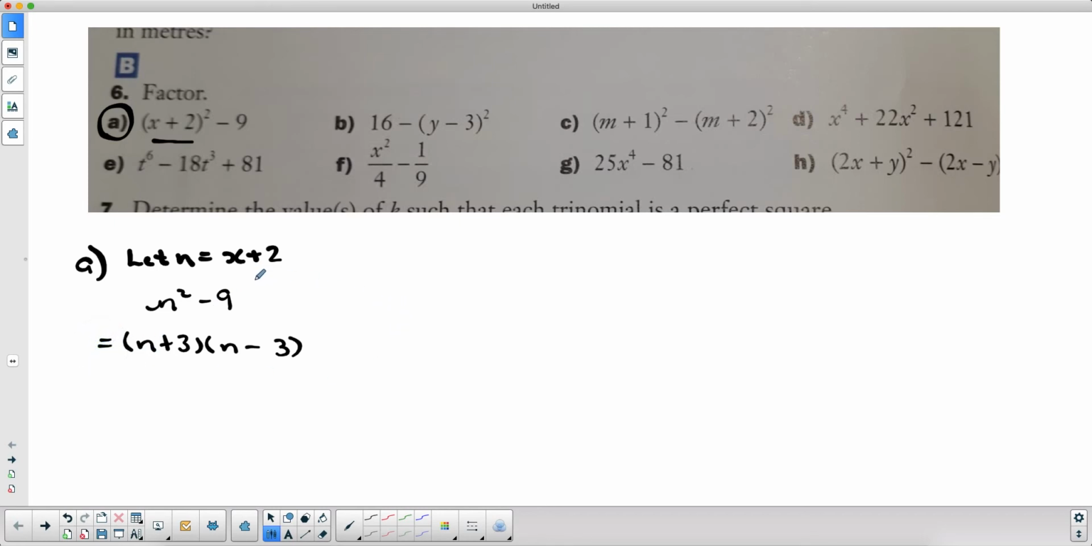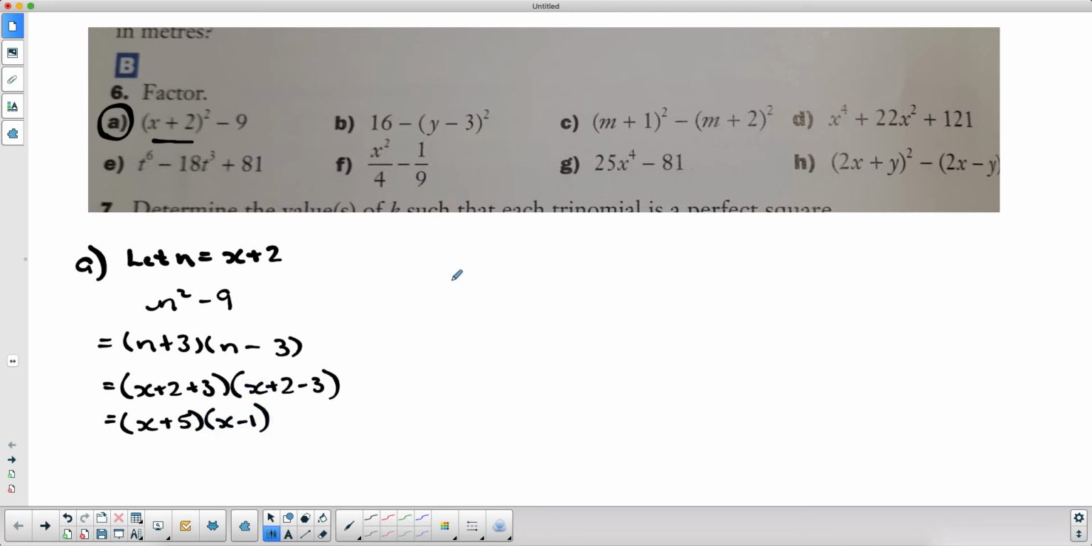We're not done yet because the original question had an x in it, not an n. So once I finish factoring it with that n there, then I have to make the correction back because we know that x plus 2 is actually n. So I have to put x plus 2 plus 3 and x plus 2 minus 3, and just make that replacement with the n. Now there is one more step here because we can simplify the 2 and the 3. This turns into x plus 5 and x minus 1.